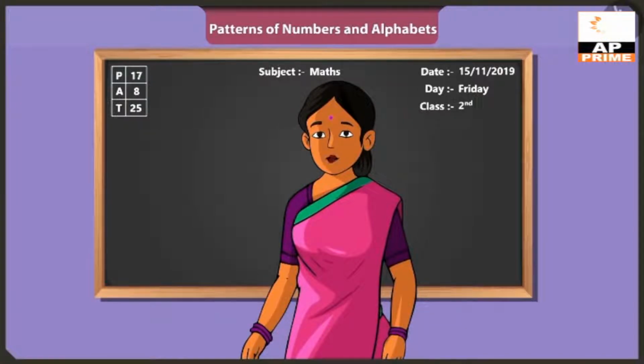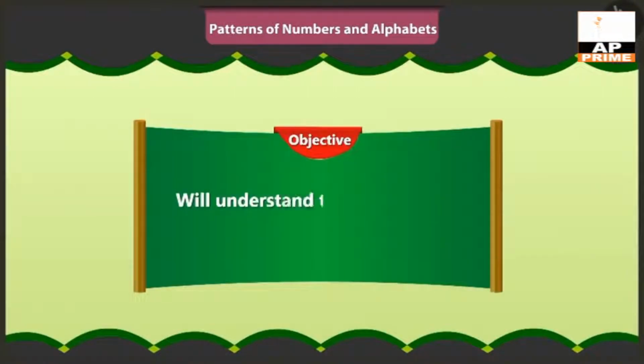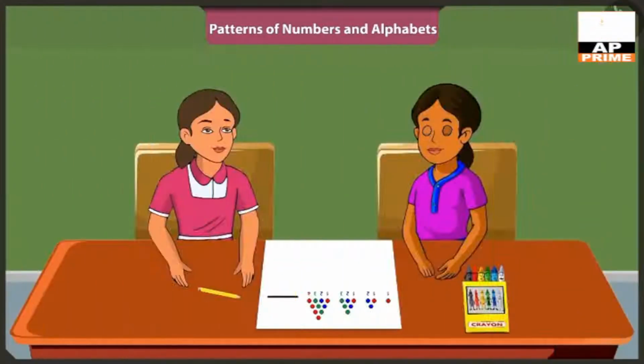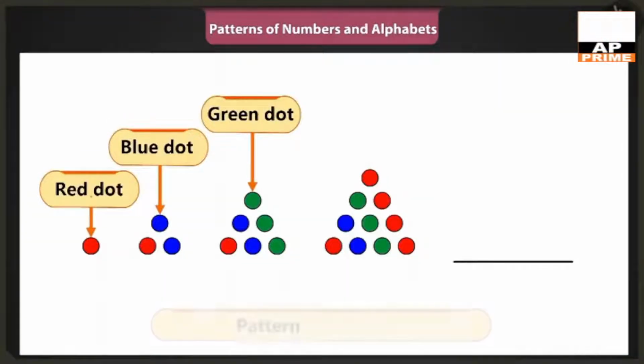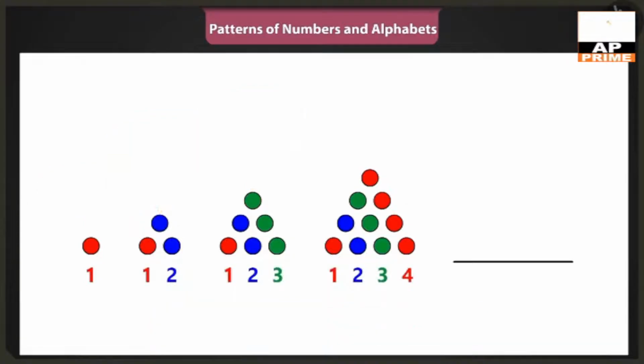Children, today in this video, we will understand the pattern of numbers and alphabets with some interesting examples. Winnie, look! This is an interesting pattern made with red, blue, and green dots. Come on, now repeat it and build it further.